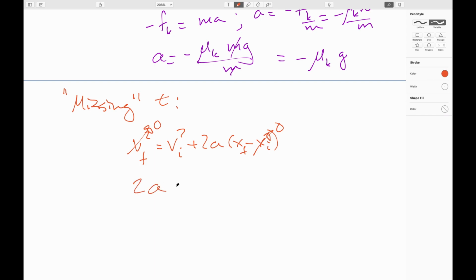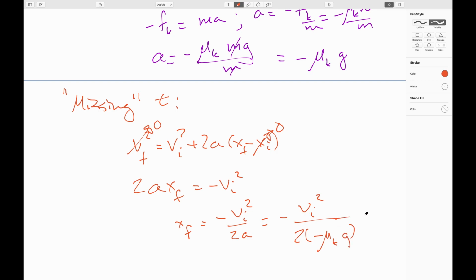All right, so doing some algebra, 2a x final equals minus v initial squared. So x final equals minus v initial squared over 2a. So again, this might look bad because we've got that minus sign there, but remember the acceleration points to the left, so that minus sign is going to take care of it. So I have minus v initial squared over 2 times minus mu k g. Those cancel out. That's all good.